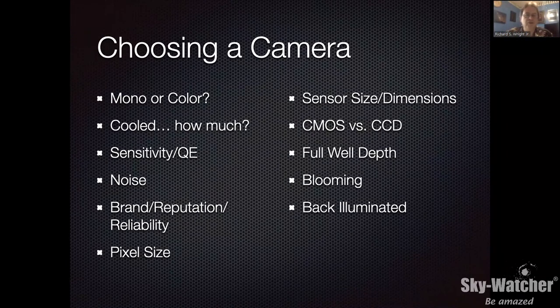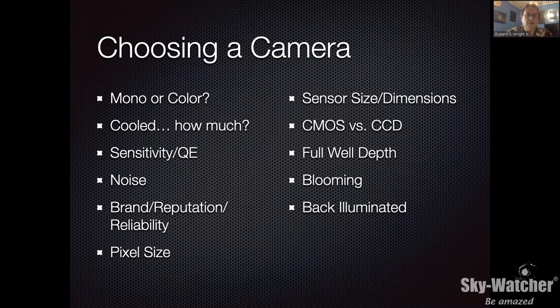The uncooled are so much cheaper. What does all this stuff mean? There's a lot of buzzwords in marketing material. What are these things, and how do they affect your camera's performance? And what are the sorts of things that you should look for when you're comparing cameras?